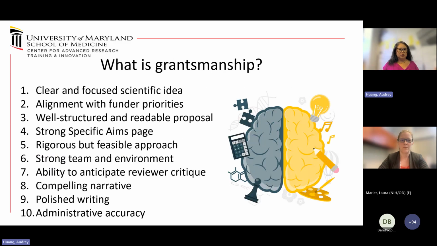So, grantsmanship. I know we're talking about how to write a grant application, but it's really the entire aspect of grantsmanship that I want you all to think about and continue thinking about as you launch your careers. And it's not just the writing. The writing is critical, we'll cover that, but it's really the big picture. So, absolutely, you need a clear and focused scientific idea. You have to present your proposed research in alignment with the funder's priorities.